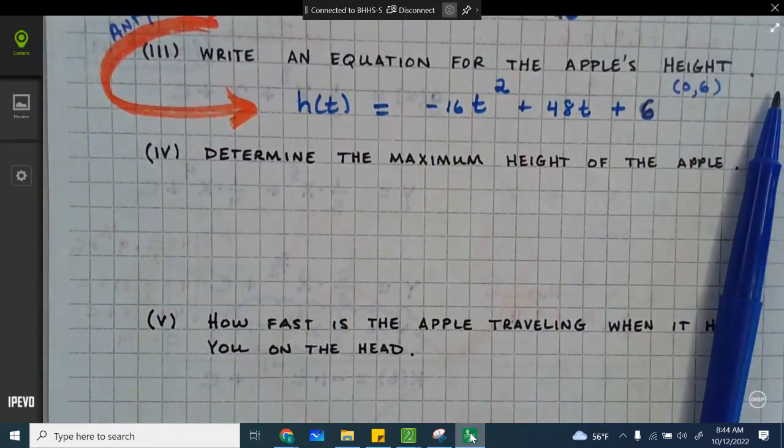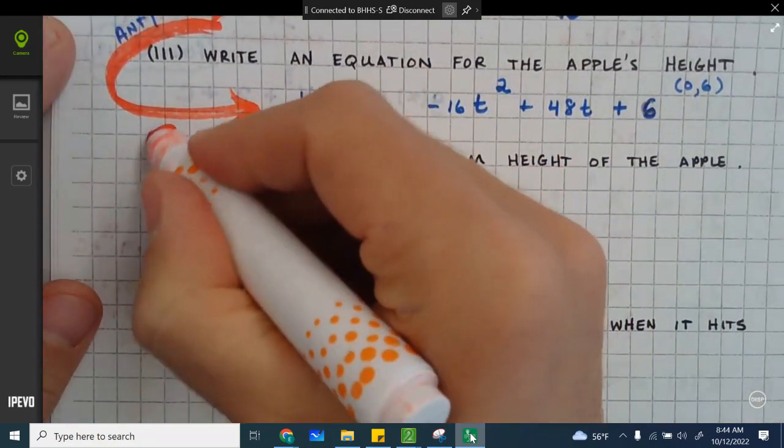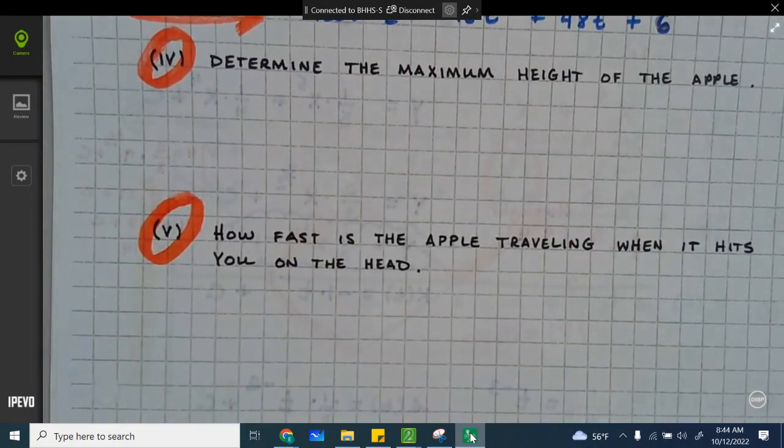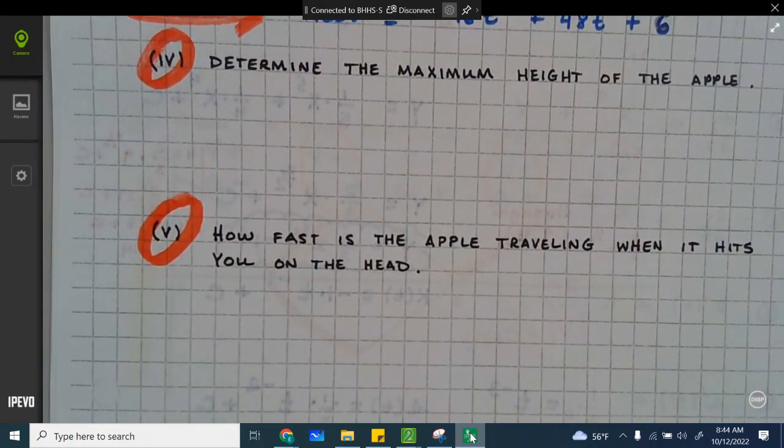Take 5 minutes. I want you to take those 3 equations and use them to answer these 2 questions. Go for it.